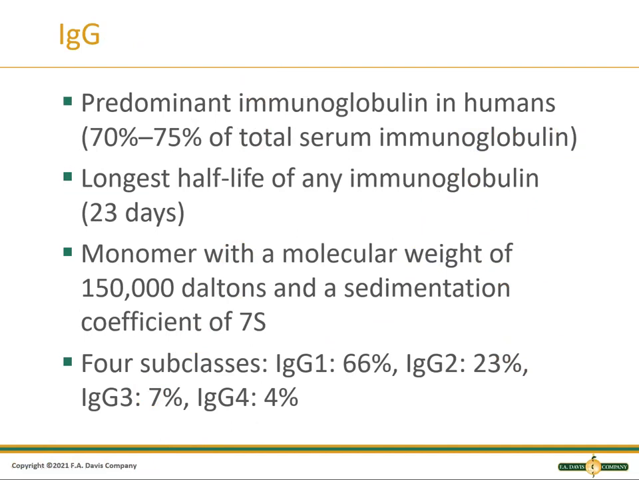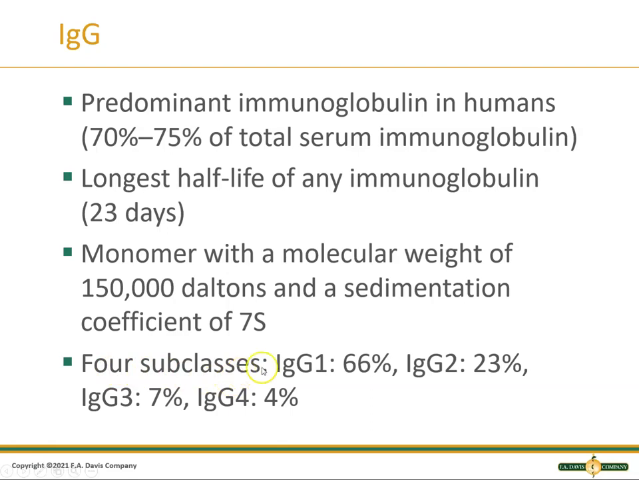IgG is the most predominant immunoglobulin in humans. You can see 3/4 of the immunoglobulins we have are IgG in nature. They are also the longest lasting of the immunoglobulins, with a half-life of 23 days. So in 23 days, half of them are gone. Then half of that again, and then half again. So they last pretty long. And you can see they are a monomer. Here's the molecular weight and the sedimentation coefficient, which we're really not looking at here. It's not important for you to remember, which you're saying thank you for.